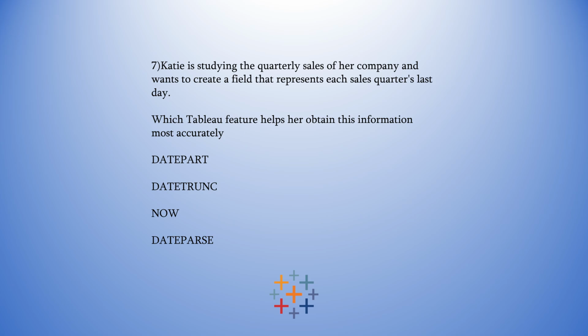So this is incorrect. So we'll see we have DATETRUNC. Okay, we'll talk about this. Then we have NOW. What the NOW function will do is give us the current date and time. Okay, so this is not satisfying our requirement, so this is also not correct. Then we have the DATEPARSE option. What DATEPARSE will do is, if we have a string, it will convert it into a date, so it is also not relevant to our requirement.